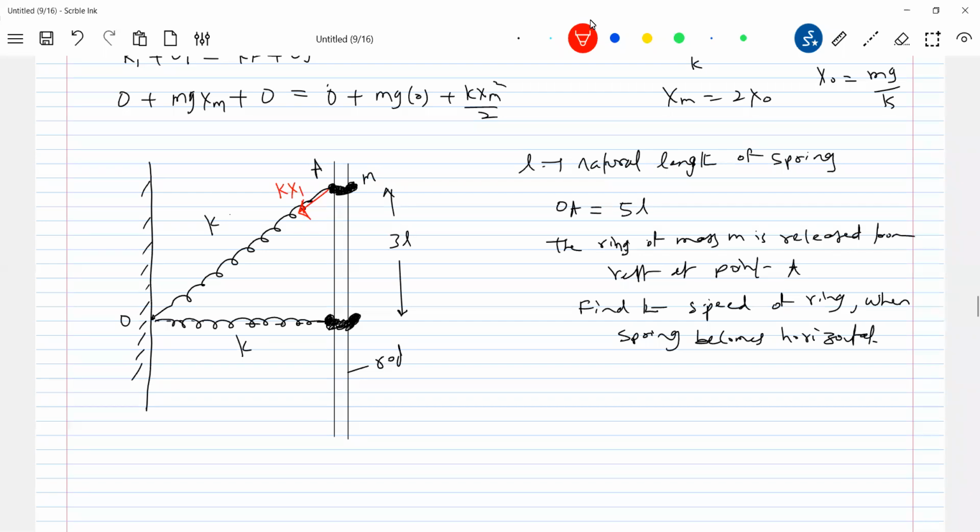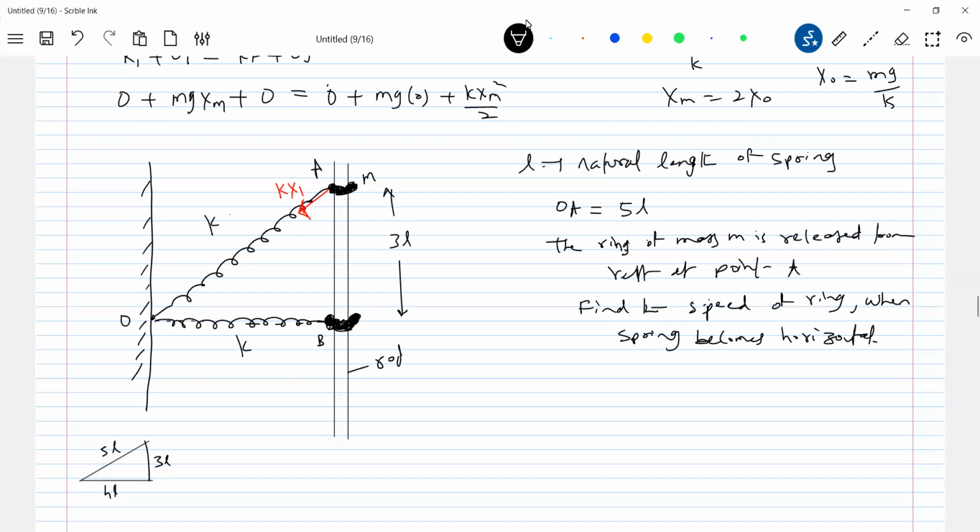So we don't know this distance OB, no? We don't know distance OB. Can we look at the geometry? From the geometry, 5L, 3L. So what can this be? This must be 4L. Now look again at when the spring becomes horizontal.